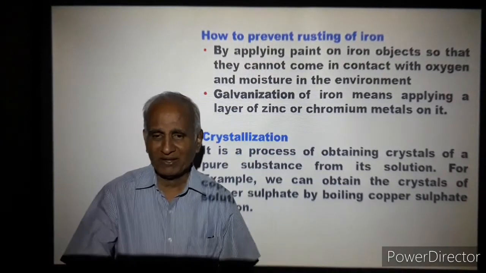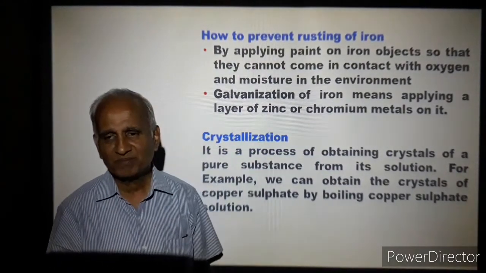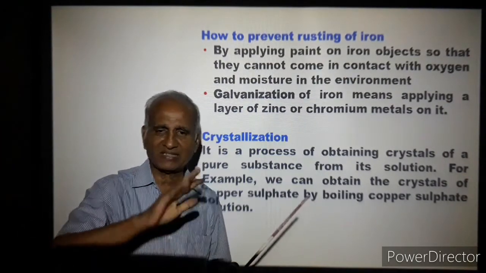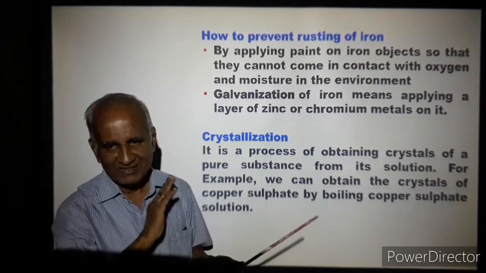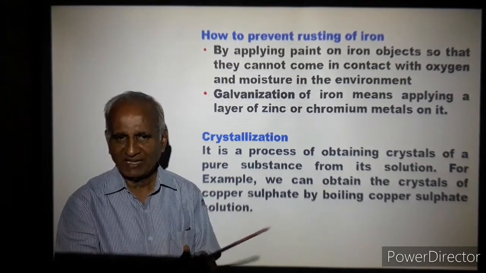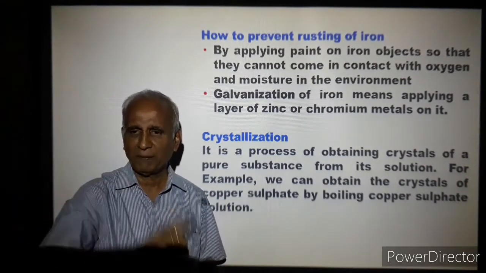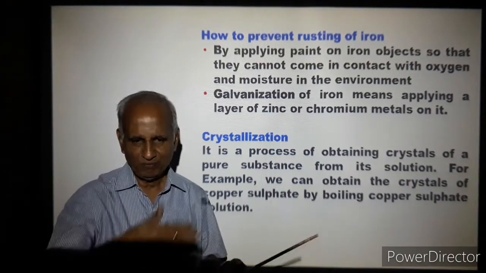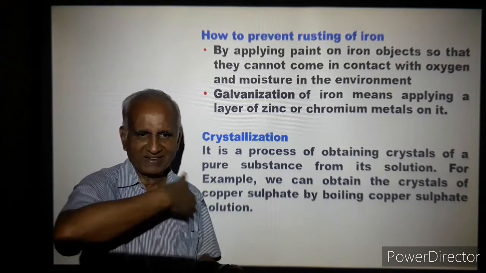How is it possible, you may ask? It's very simple. Iron, when it comes in contact with air and moisture, it rusts. Now put a screen there such that iron won't come in contact with oxygen and water. What can you do? A layer of paint. You paint it.